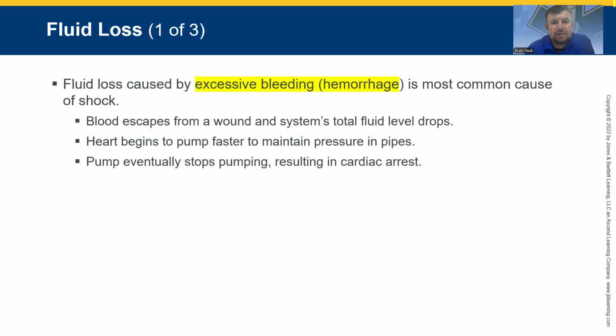Fluid loss caused by excessive bleeding or hemorrhaging is the most common cause of shock. So blood escapes from a wound, the system's total fluid volume drops, heart begins to pump faster to maintain pressures in the pipe. The pump eventually stops pumping, resulting in cardiac arrest. This is why we stop bleeds as soon as they start.